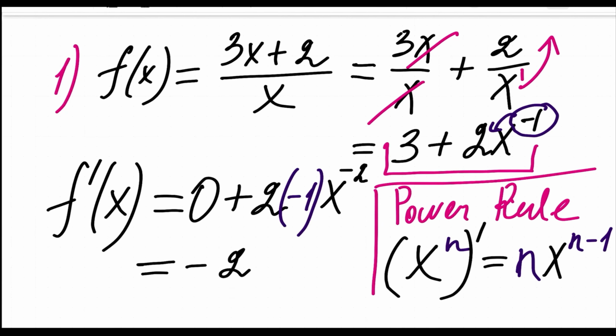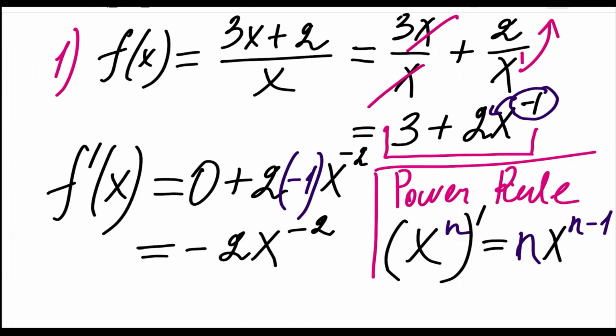Let's clean it up a little bit. So pull out the negative, and we have negative 2x to the negative 2. Now we want to bring this variable down into the denominator by making the power positive. So it's going to be negative 2 over x squared. So that's your final derivative for this problem.